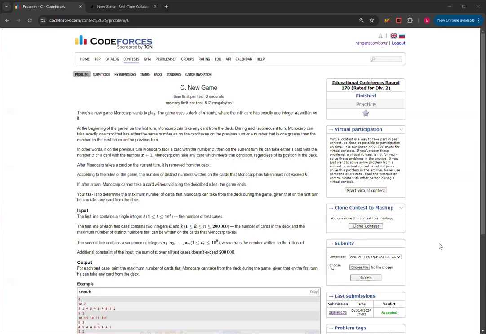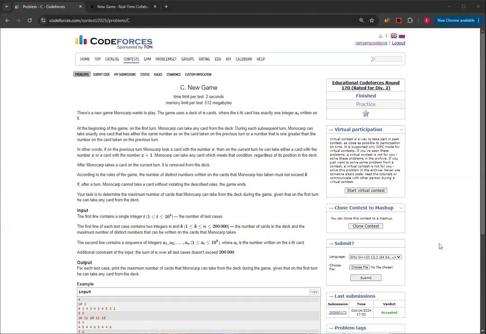At the beginning of the game, on the first turn, Monocarp can take any card from the deck. And during each following turn, Monocarp can take exactly one card that either has the same number as on the card taken on the previous turn, or a number that is one greater. So in other words, if he took a card with number X, he can take a card with number X or a card with number X plus 1. And he can take any card which meets that condition, regardless of its position in the deck.